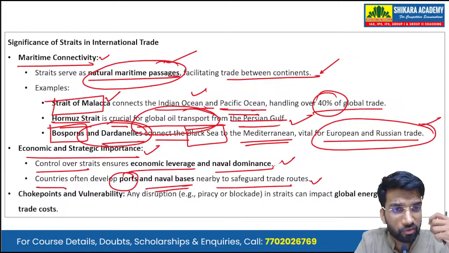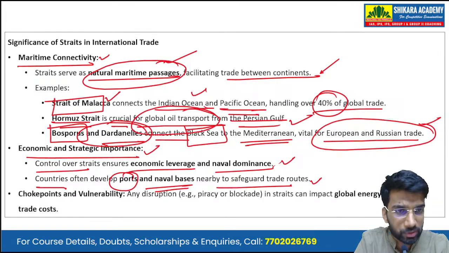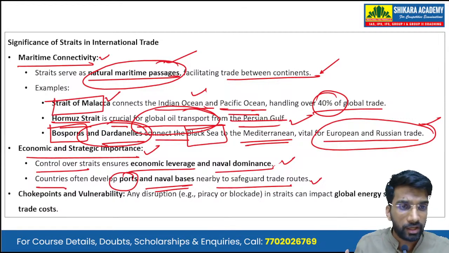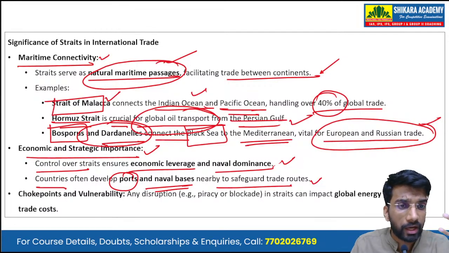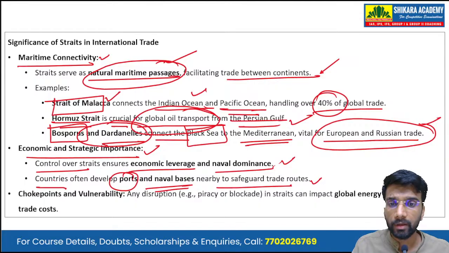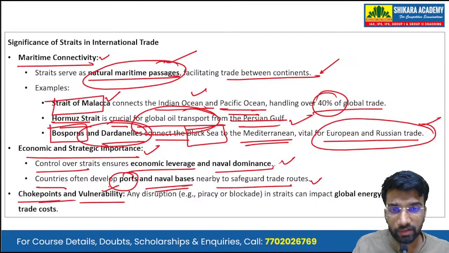If we take the example of the Strait of Malacca, our islands of Andaman and Nicobar lie very close to it, and the Indian Armed Forces have an integrated command at Port Blair. Then these are choke points and a vulnerability.